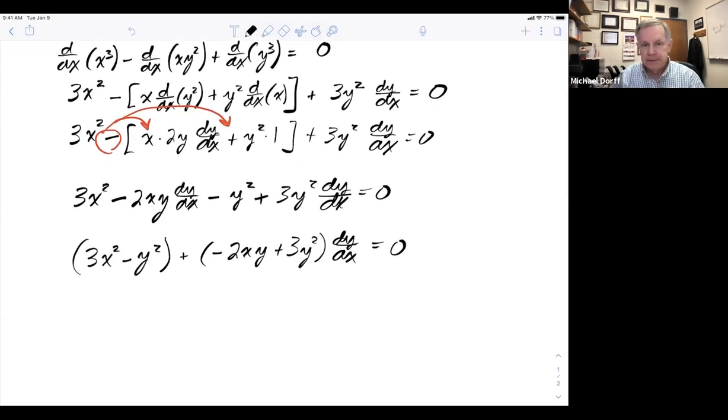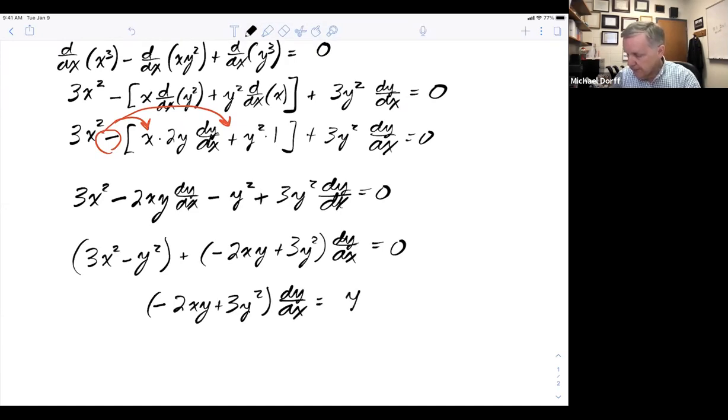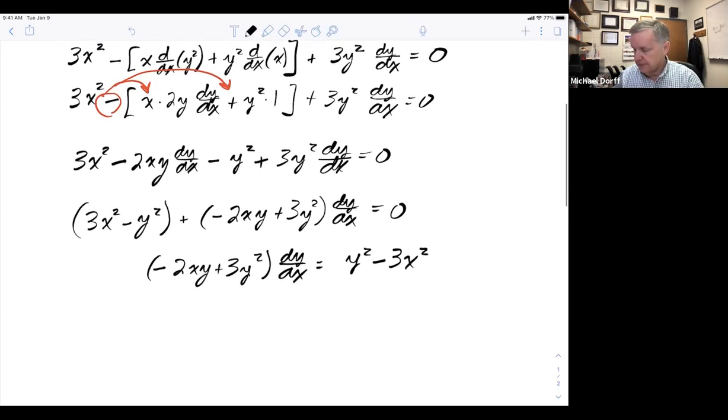The first parentheses I want to bring to the other side. So when I do that, I've got negative 2xy plus 3y squared dy dx, and bringing the other part to the other side, I'm going to write that as y squared minus 3x squared. It's kind of customary in math, if you've got two terms, to try to make the first one not have the negative sign out front. That's why I put the y squared first. You could put the negative 3x squared plus y squared; it's fine to do it that way.